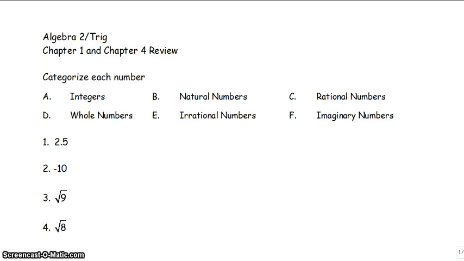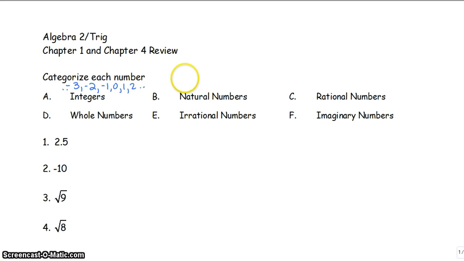Hello, this is your review for your first test. We're going to start by categorizing numbers. So first let's look at what integers are. Integers are numbers including the opposite, so the negative numbers. They go in both directions.